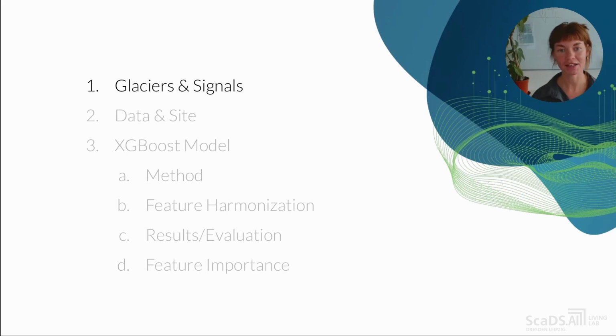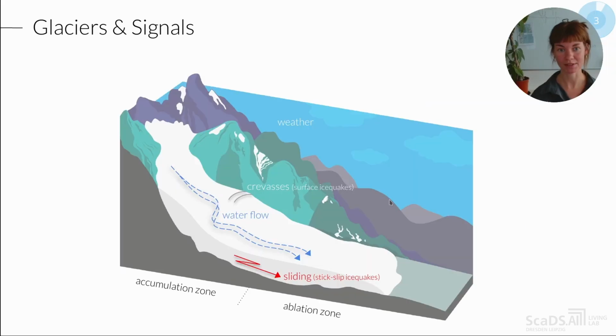I will briefly introduce the method, but spend most of the time on explaining how we pre-process the data, how and which kind of features we derive, how we harmonize everything because it's a multi-scale data set, then interpret our results and evaluate them. And finally, we will also look at the feature importance to make everything a little bit more explainable. Okay. So glaciers in general are quite complex.